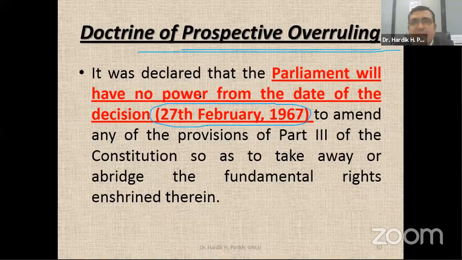I'm sure it is getting clarity and you are getting it. In case the speed is high, you can let me know. I can slow down a little bit in case you are having any problem. Okay, so this is the point.